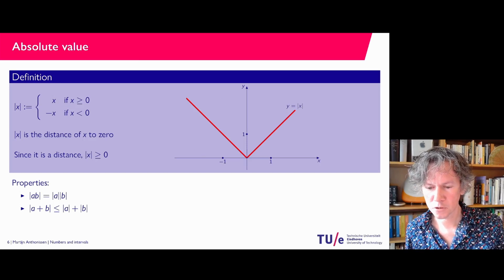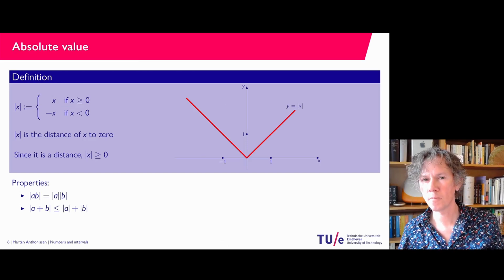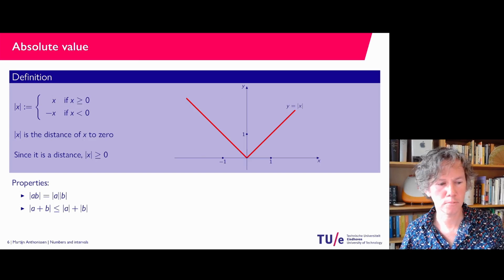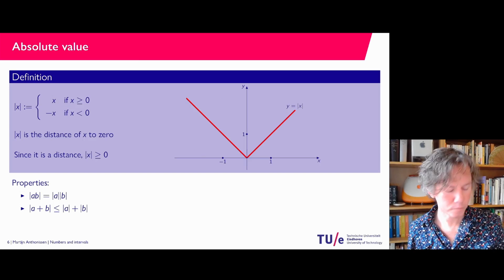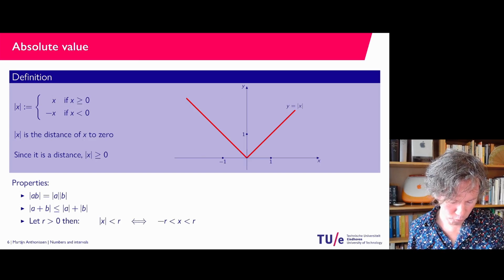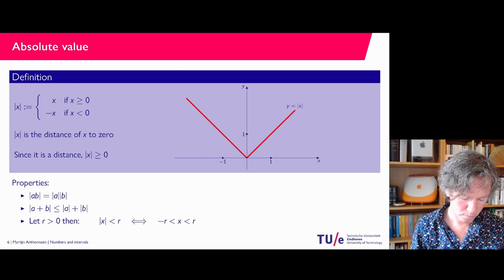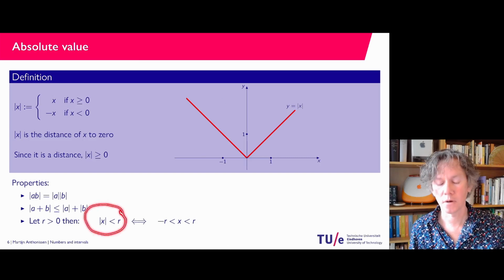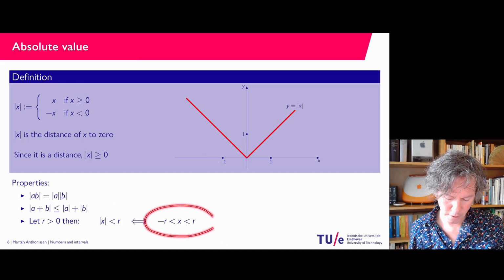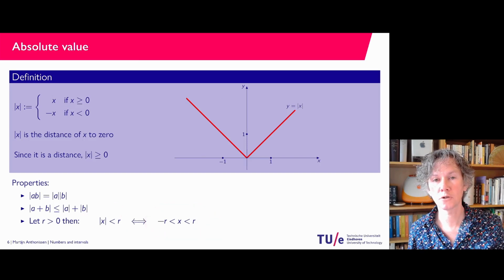Let's forget about this interpretation. That will become clear if we talk about vectors. Then I will get back to this, but let's leave that for now. And the third bullet here says that if you pick some positive number r, then the absolute value of x is less than r. You can rewrite that, and that's maybe easier to work with, as minus r less than x less than r.